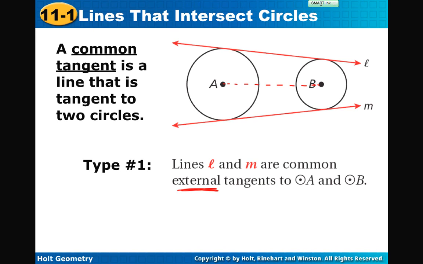It's tangent to both, and it stays on the outside. It does not cross from center to center. Now if you compare that to my next picture, you'll see a difference.